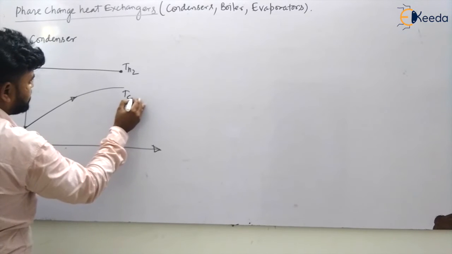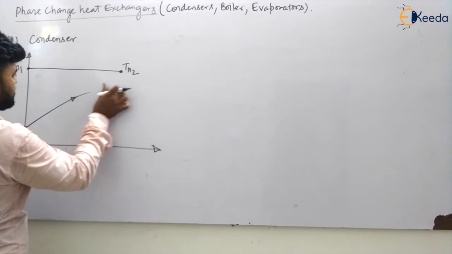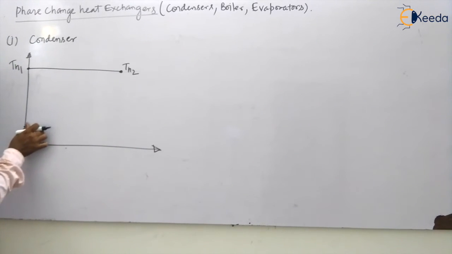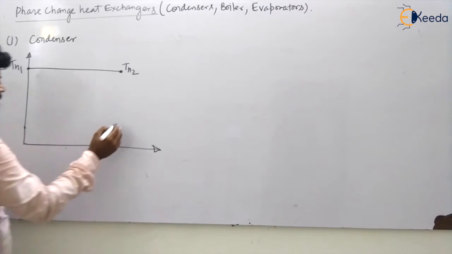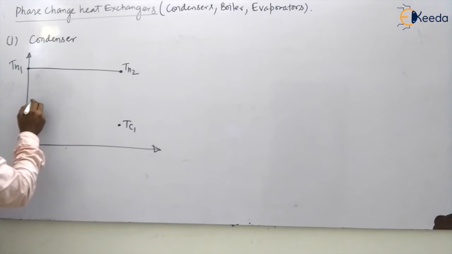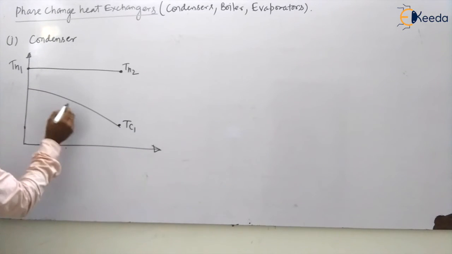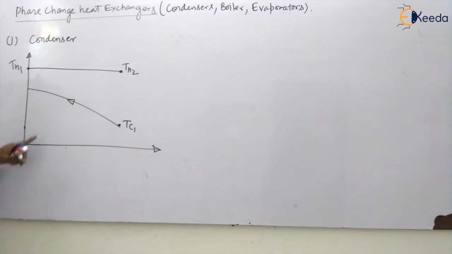That will be your TC2. So I have taken that. Let us take it counter so that it will be easy. So this will be your TC1, and this will be gaining heat like this. Right? This, my dear students, will be the case. Okay. So what will happen in this case?